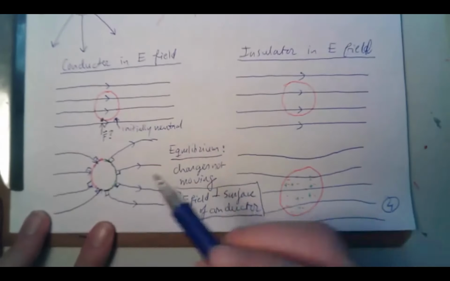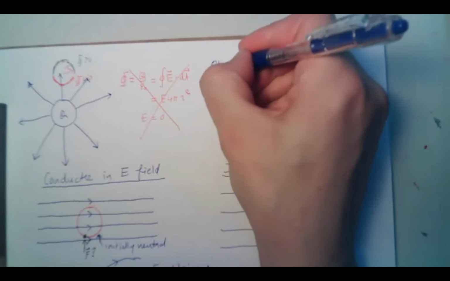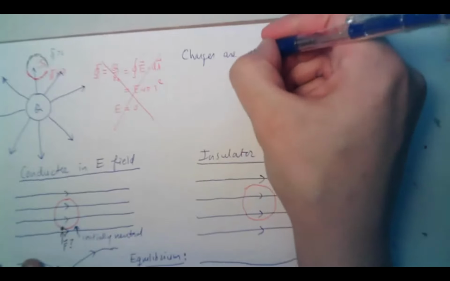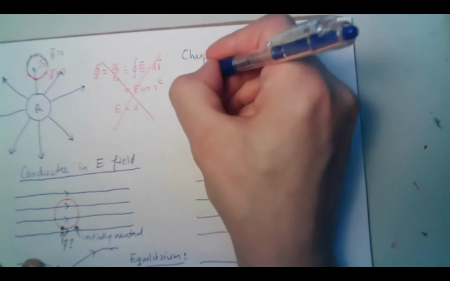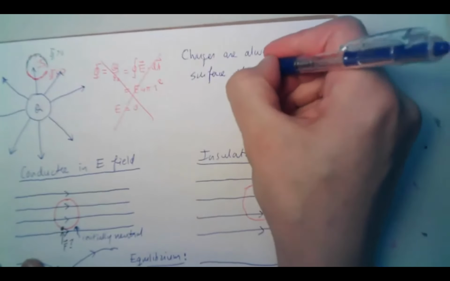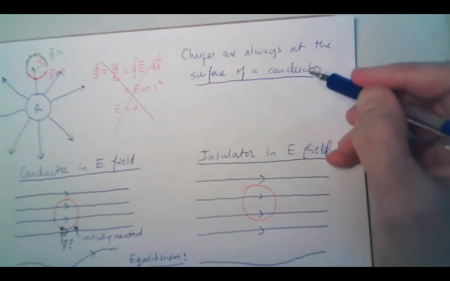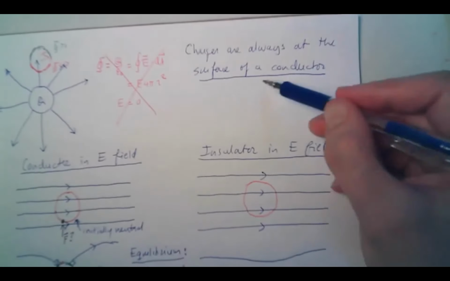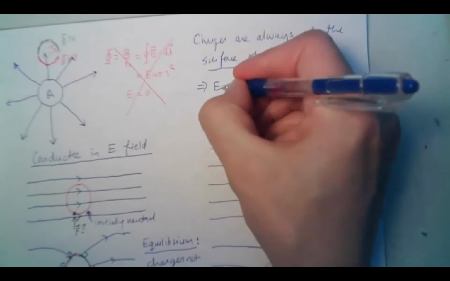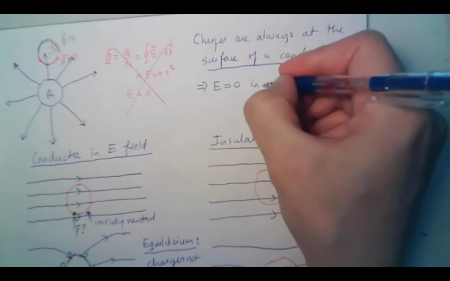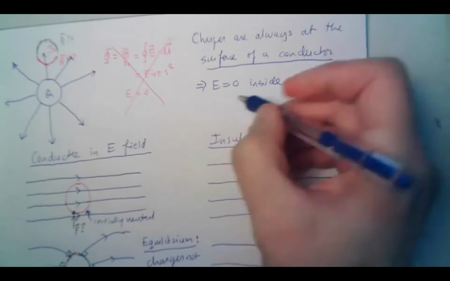Now, the final thing is charges are always at the surface of a conductor. And if the charges are always at the surface of a conductor, that implies that the E field is 0 inside a conductor. And I'll show you how that works in a little bit.